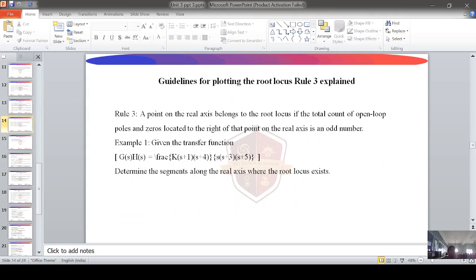Then guidelines for plotting the root locus, rule 3. A point on the real axis belongs to the root locus if the total count of open loop poles and zeros located to the right of that point on the real axis is odd. Example: given the transfer function G(s)H(s) equal to K divided by (s plus 1)(s plus 2)... s(s plus 3)(s plus 5).